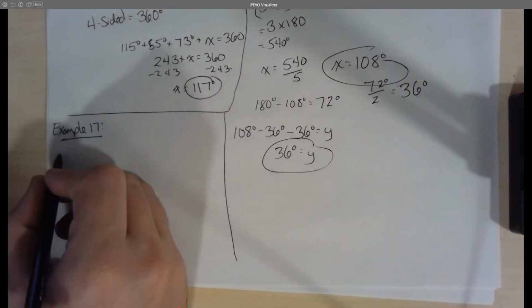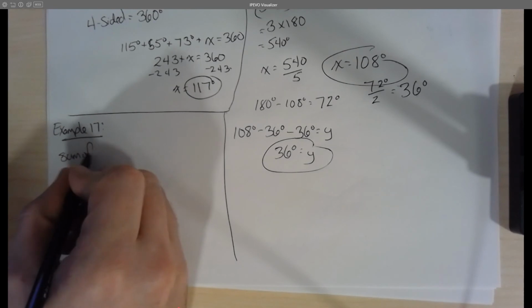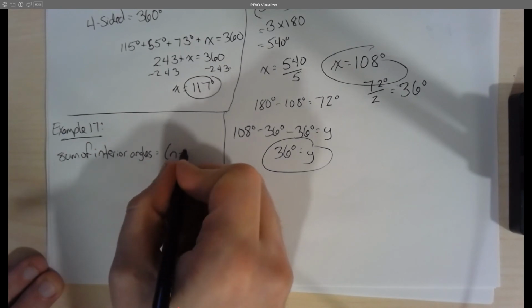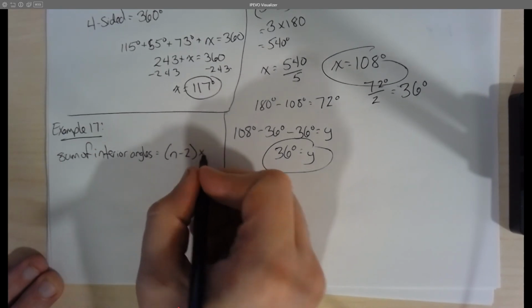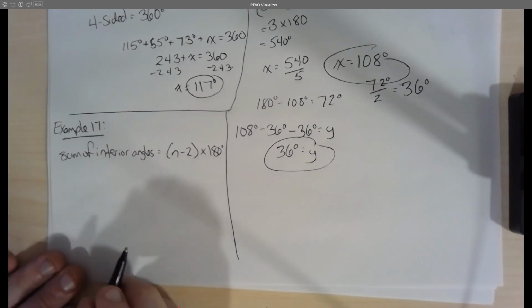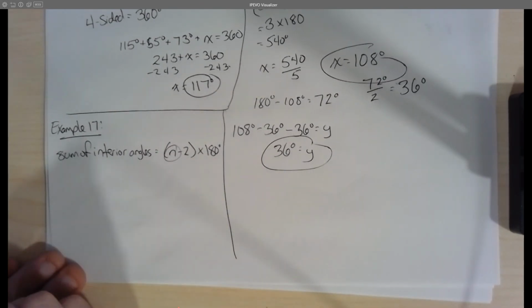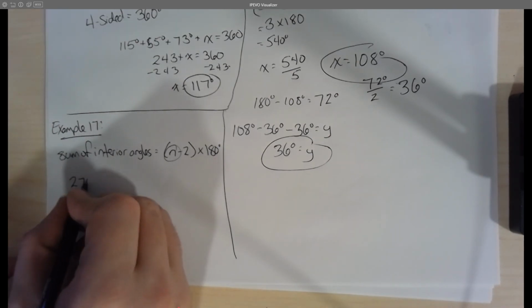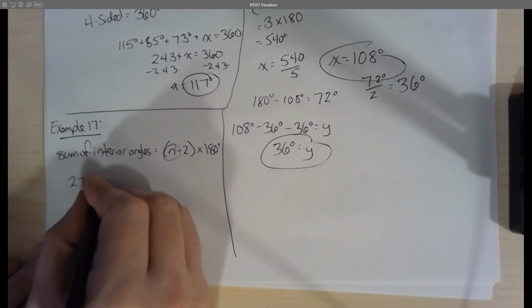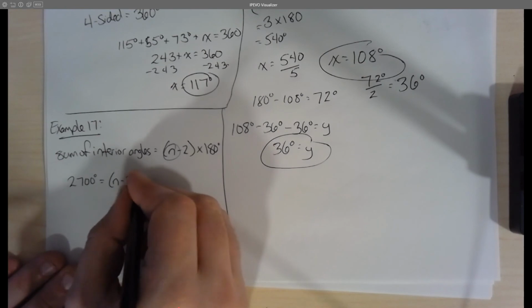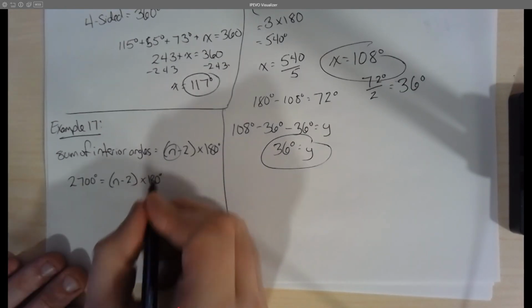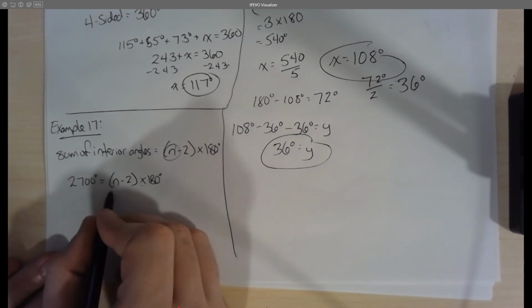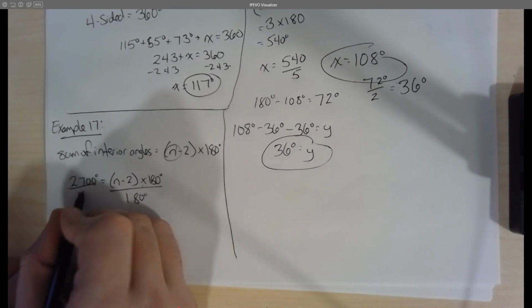So we're going to use our formula that the sum of interior angles equals n minus 2 times 180 degrees. We're going to use that formula, but we're going to have to rearrange it because we're solving for n this time, not for the sum of interior angles. The sum of interior angles, we're already told, is 2,700 degrees, and that equals n minus 2 times 180. Let's start getting n by itself. First things first, let's get rid of this times 180. To do that, we divide both sides by 180 degrees.